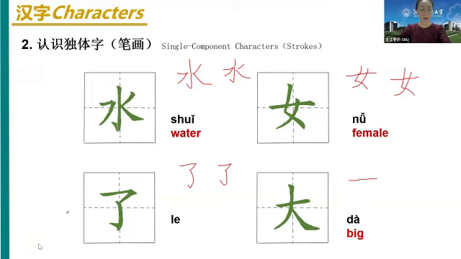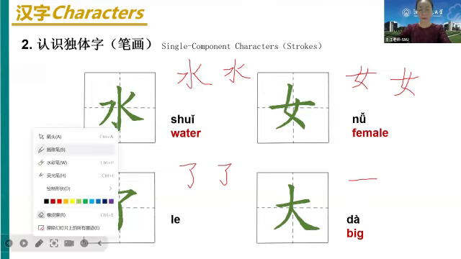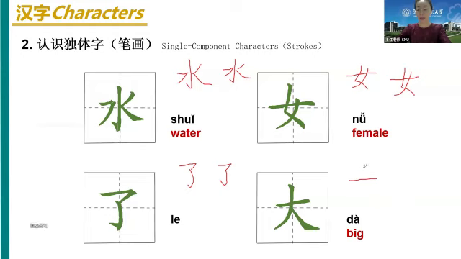Okay, let's go on. Horizontal, and then left falling, and then right falling. Okay, write it again. Horizontal, left falling, right falling. Okay, so have you got it?